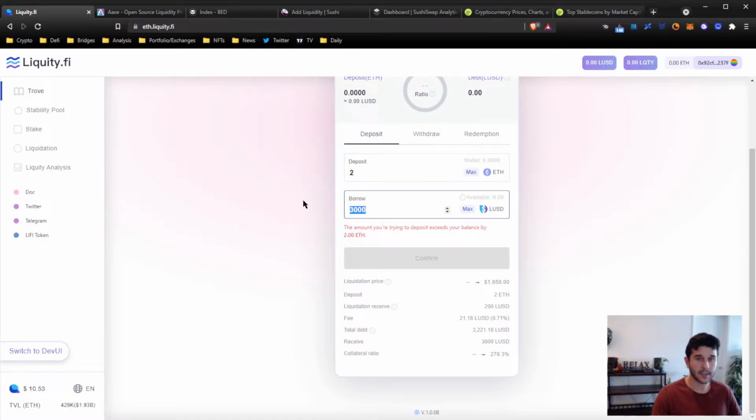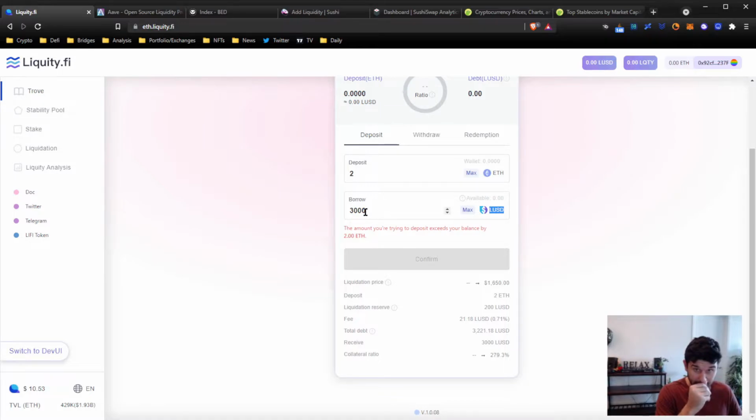So in this example, we can deposit 2 Ether. We can take out 3,000 LUSD, which is a stable coin, and use that $3,000 to do whatever we want. We can cash it out and pay some bills. We can swap it into another asset, swap it over for Bitcoin or something. We could just buy Ethereum with it and then deposit that Ethereum back into Liquity and kind of lever yourself up that way. Down here, you'll see the liquidation price.